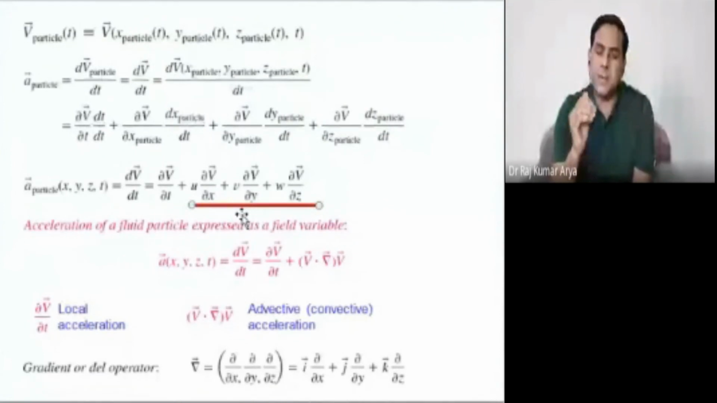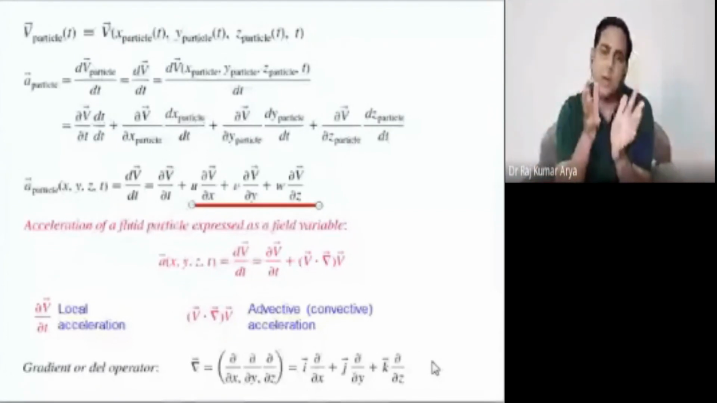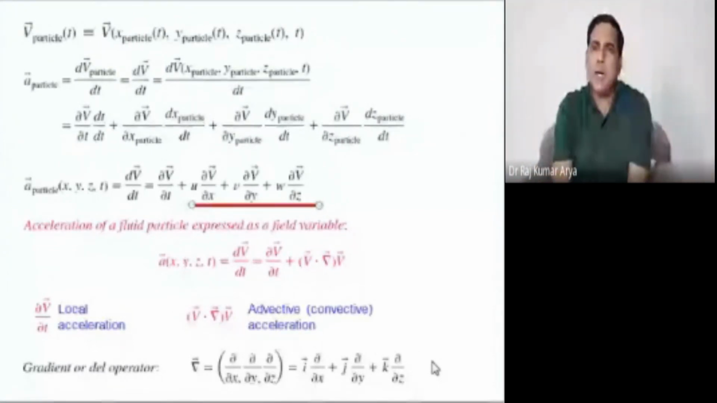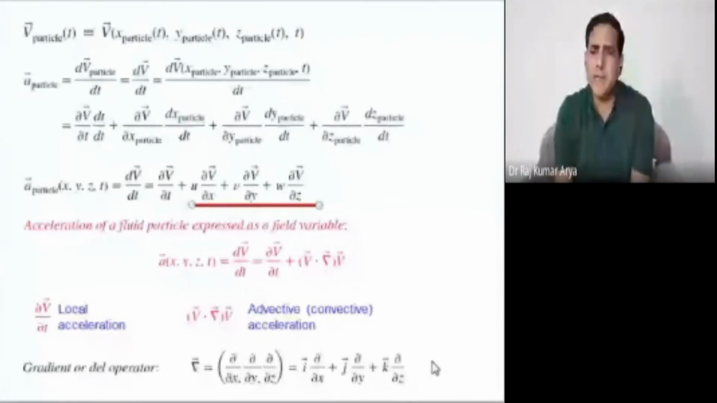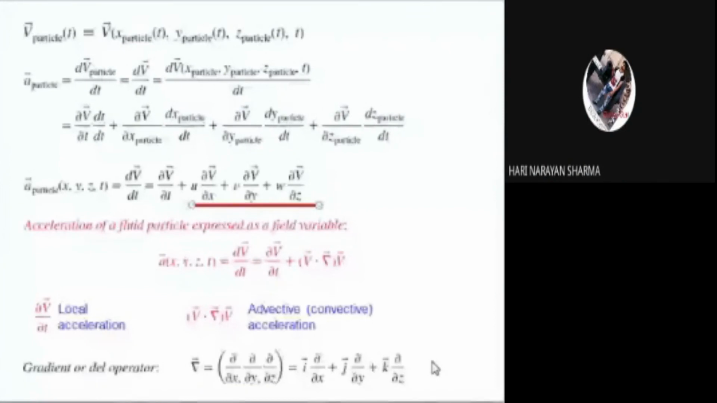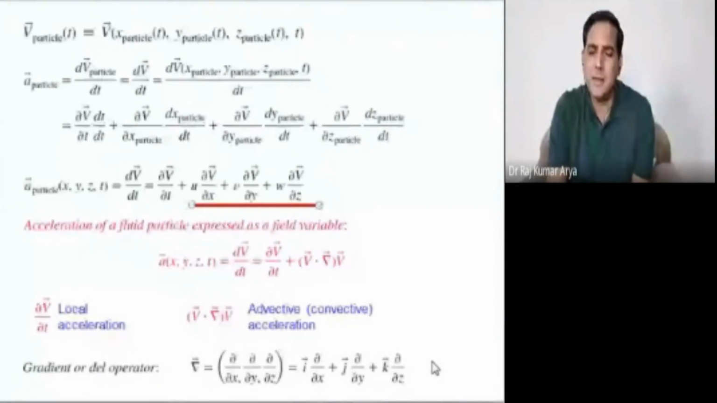Now you have the del operator, given by i cap ∂/∂x, j cap ∂/∂y, k cap ∂/∂z. So you have two vectors and now you are doing dot products. So i dot i is how much? One. And i dot j is 0, and so on. So if you do it, you will get this equation back. Just try that.